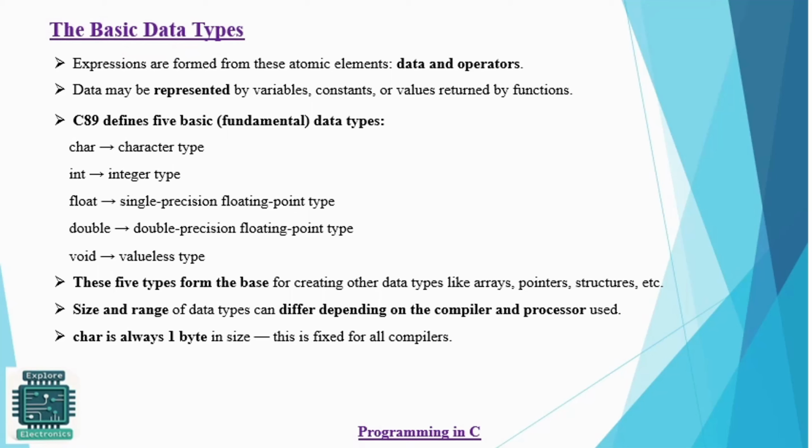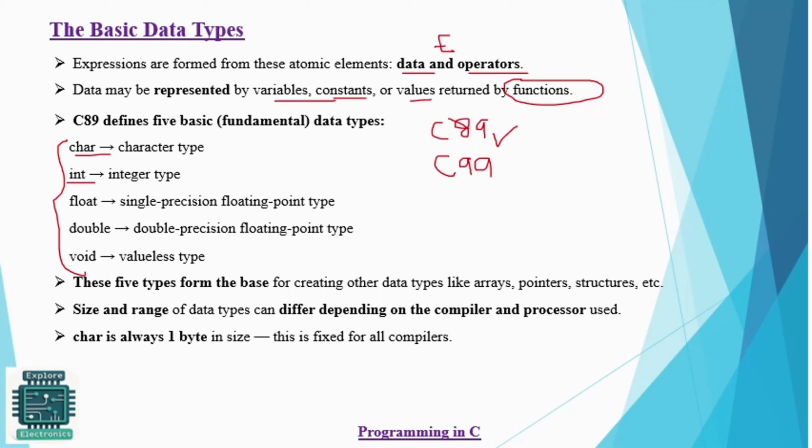Expressions are formed from these atomic elements, that is, data and operators. Both combine to form expressions. Data may be represented by variables, constants, and values written by functions. There are two versions: one is C89 and one is C99. C89 version has mainly five data types. Those are char, int, float, double, and void.